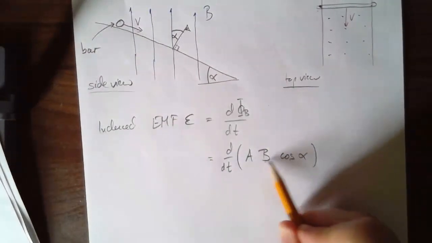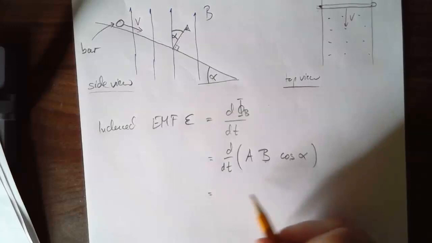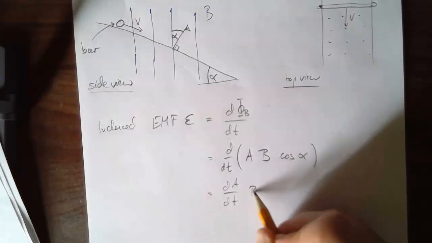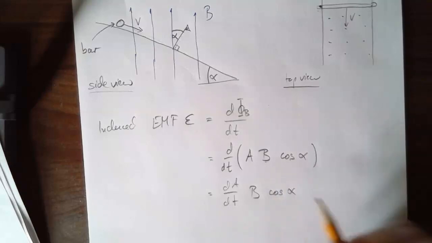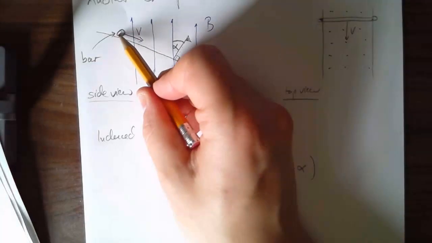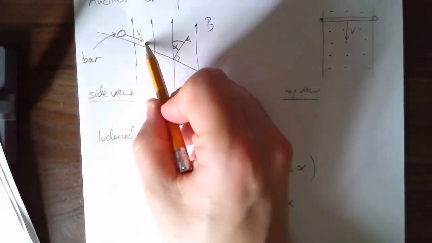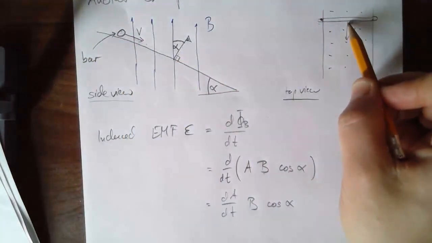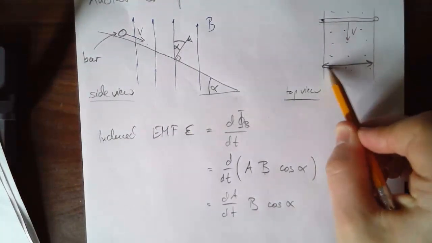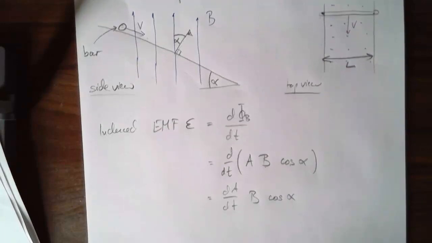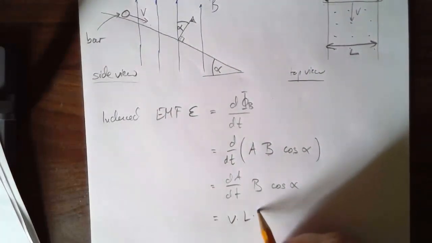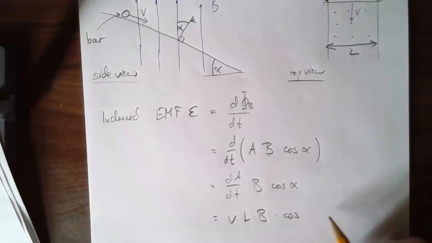So those two stay the same in this example. So I'm going to have dA/dt times B cosine alpha, and you can easily check that the area this bar sweeps out is of course how far it moves per second times its length. You should give this length a name, by the way. It's going to be important: L. So I get V times L times B times the cosine of alpha.